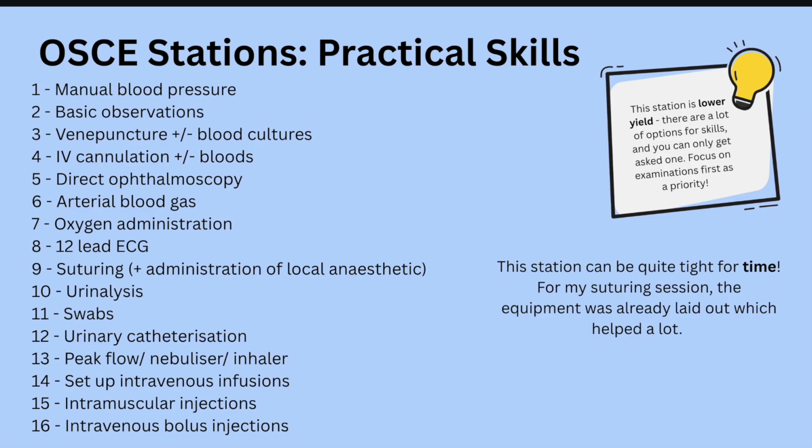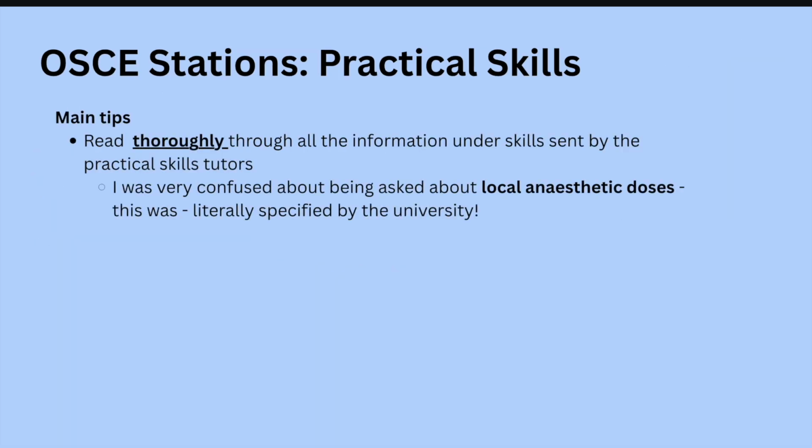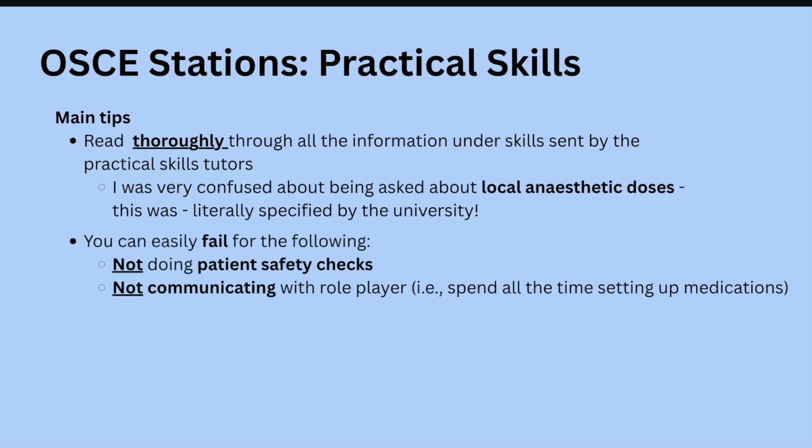You only need to pass 4 stations out of 7. This is the lowest yield part of the exam, in my opinion. Practical skills, my main tips are read thoroughly through all the information under the skills that are sent by practical tutors. I was really confused because I got asked about local anaesthetic doses, and I was like, that's insane. How would I know this? This was literally specified by the university, so you should read through that information. It's actually relevant. You can easily fail for a few things.